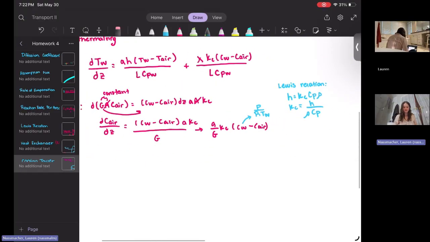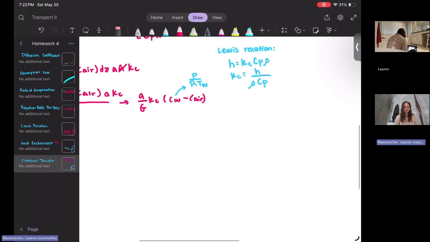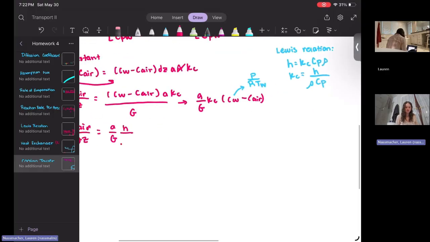By density and heat capacity. And plug all these values in to get the change in our concentration of our air with respect to the change in our Z value is equal to A over G times heat capacity over density, or sorry, heat transfer divided by density and heat capacity multiplied by our pressure over our R value and our temperature of our water minus the concentration of air.